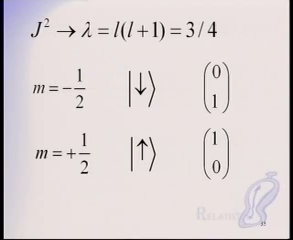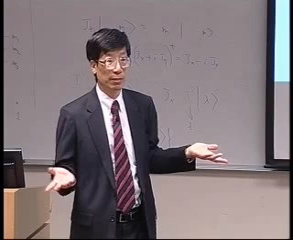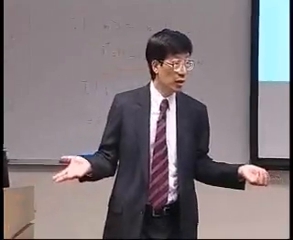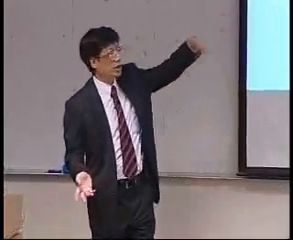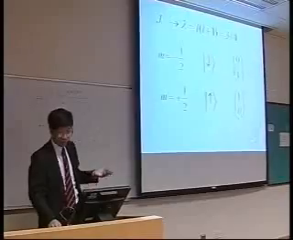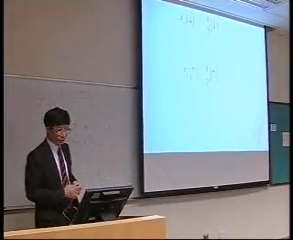There are only two possible states. M can either be a half or minus a half. And very often we represent these as spin down and spin up. Since this is a two-dimensional space, I can write the first one as 0, 1, and the second one as 1, 0. That's just the basis vectors in 2 dimensions. Now, of course, you can change them around, doesn't matter. But that's a conventional representation.